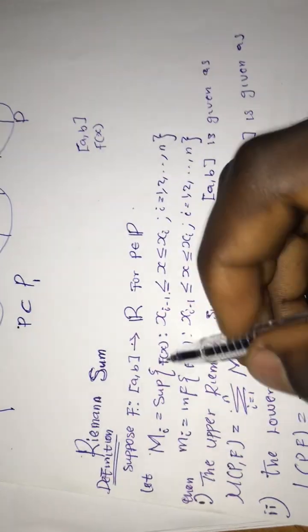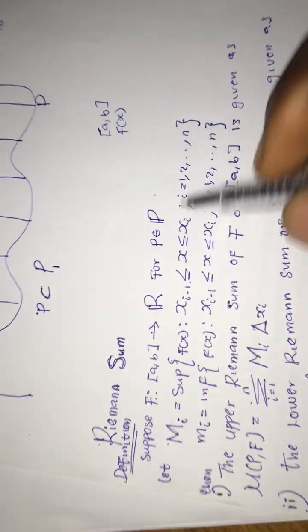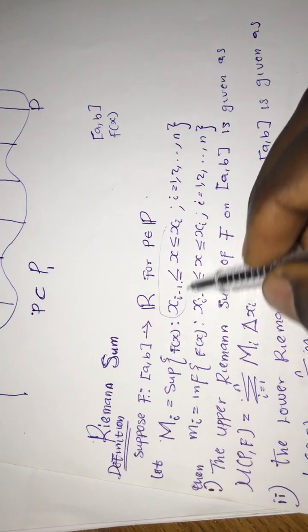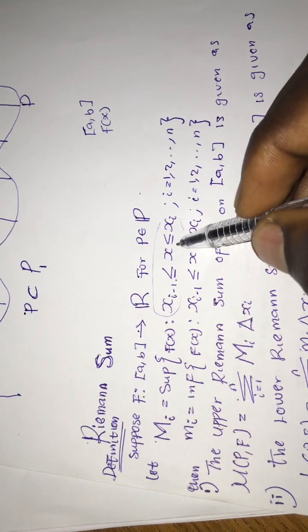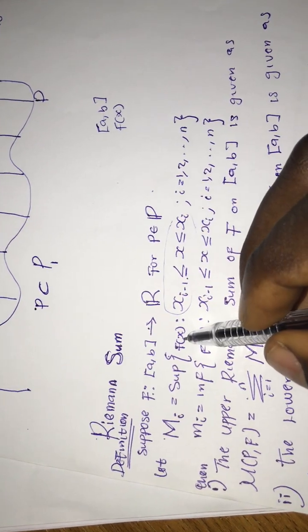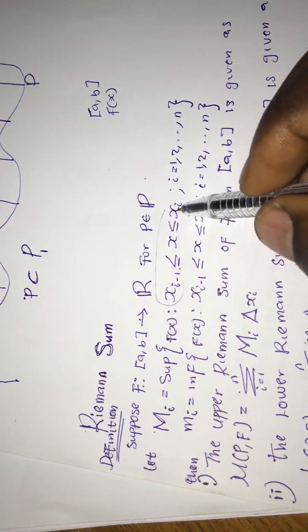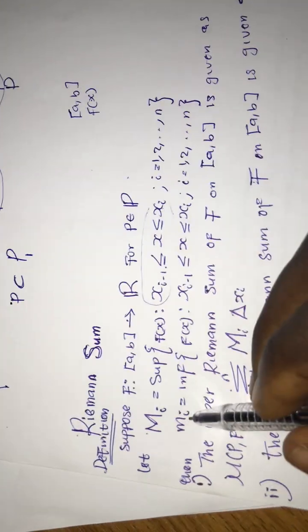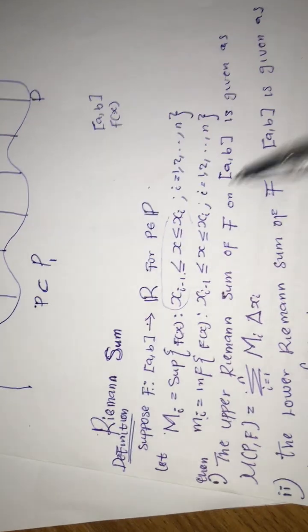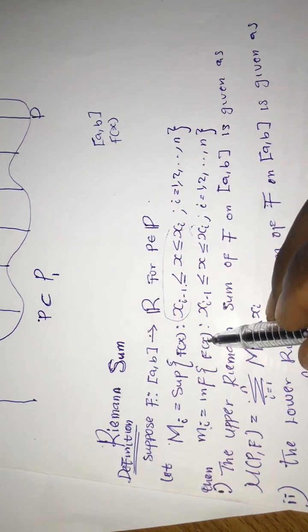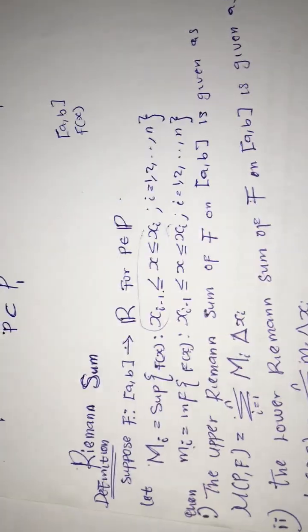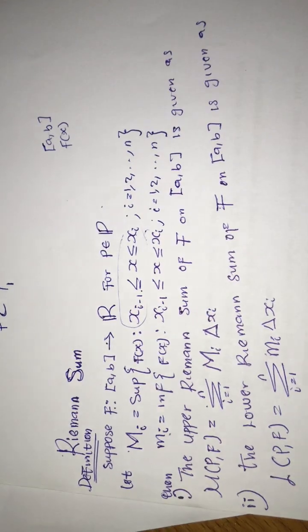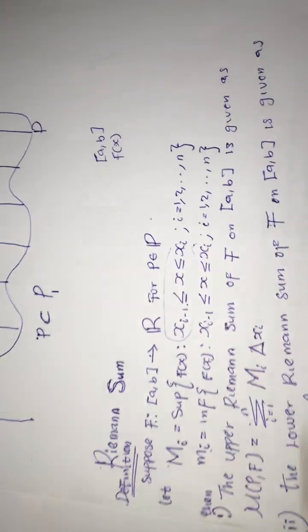Now, let Mi be the supremum of f on this interval. That's what we are going to look for, the f of the supremum here. Now let mi be the infimum of f on this interval. That's what we are going to look for, the function of that infimum. Hope you grab. So don't worry, we are going to do an example.